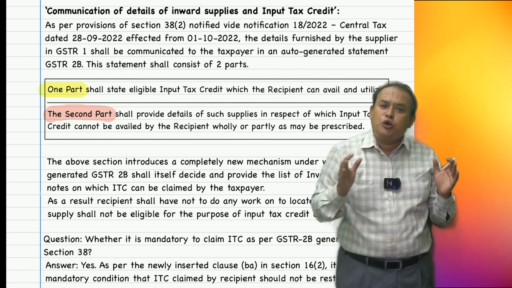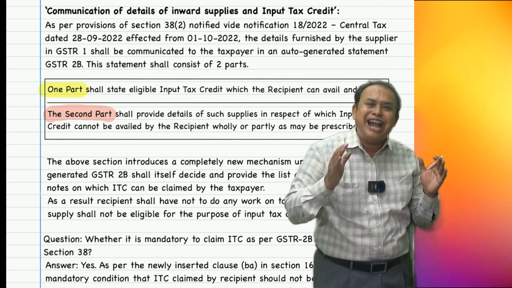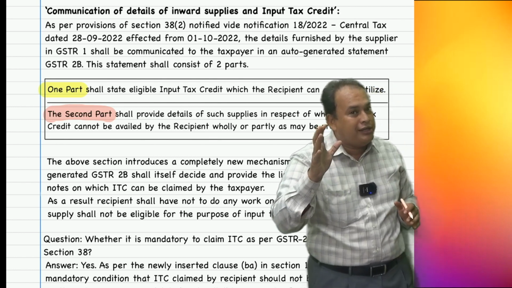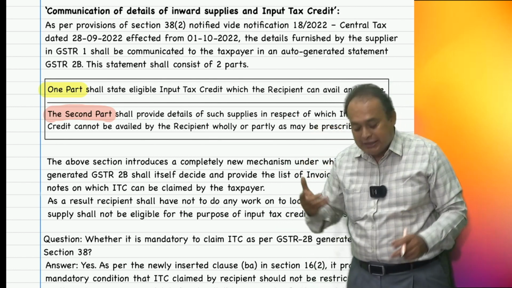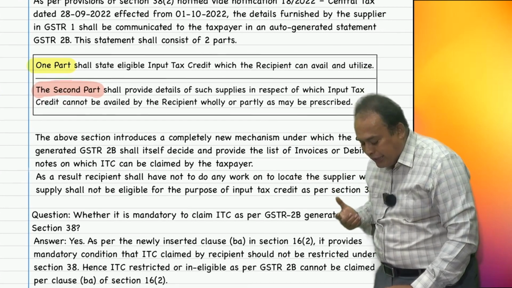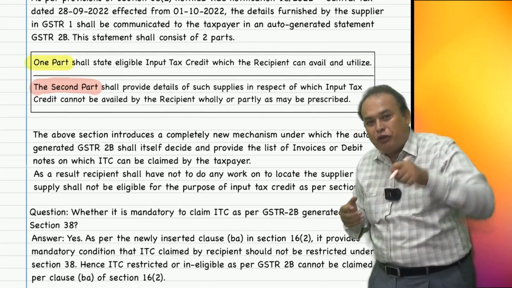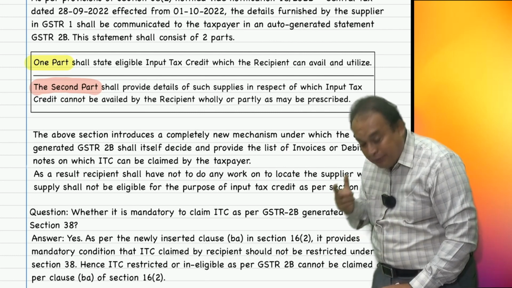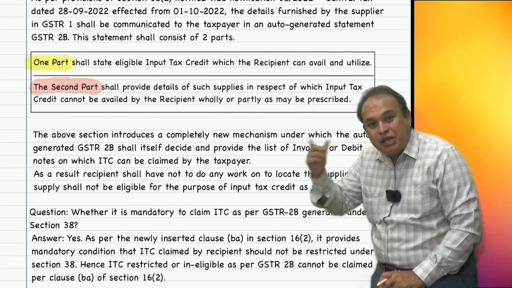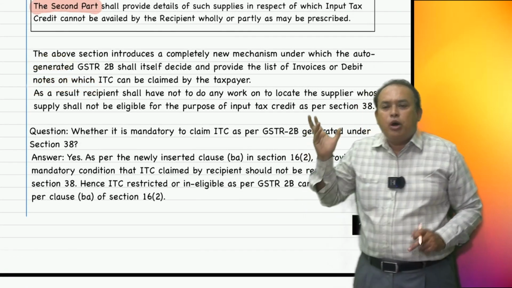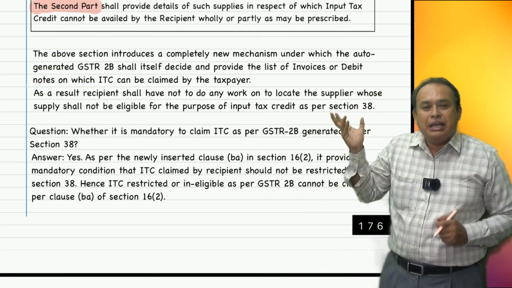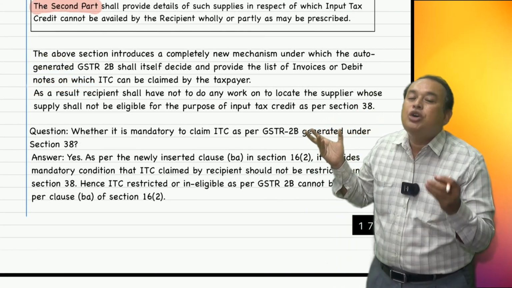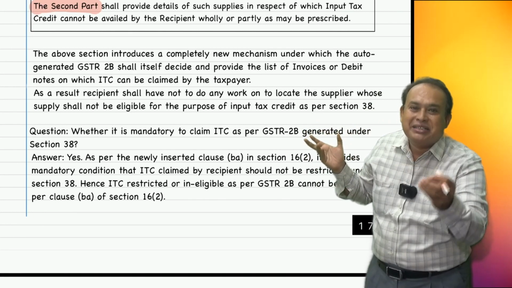And the GSTR 2B, for the sake of information, is a static report. One cannot alter it. Thereby, the law here says that it is auto-populating. You need not put your finger and alter the values to avail the ITC. It is an amended provision which one can look at from the examination point of view. The above section introduces, namely section 16 subsection 2 clause AB, read with section 38.